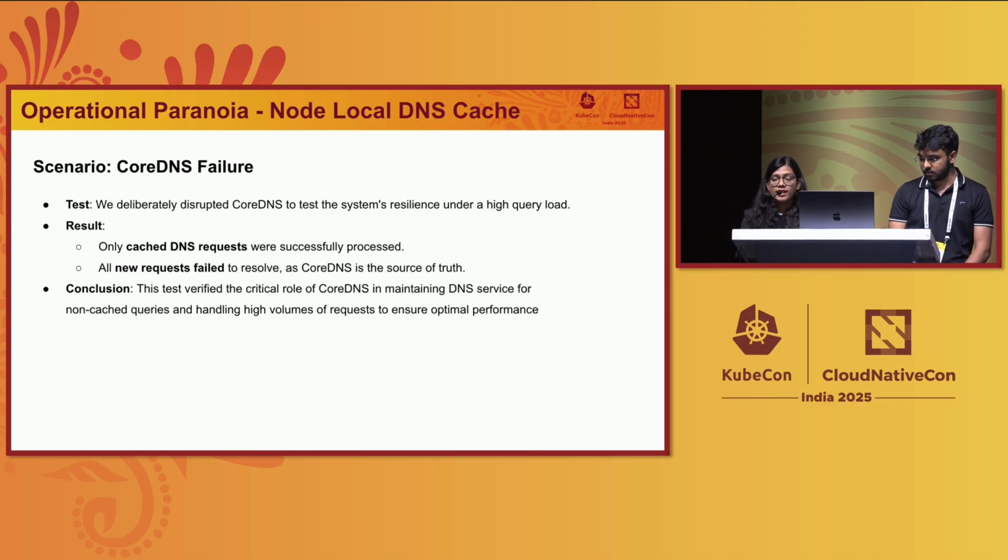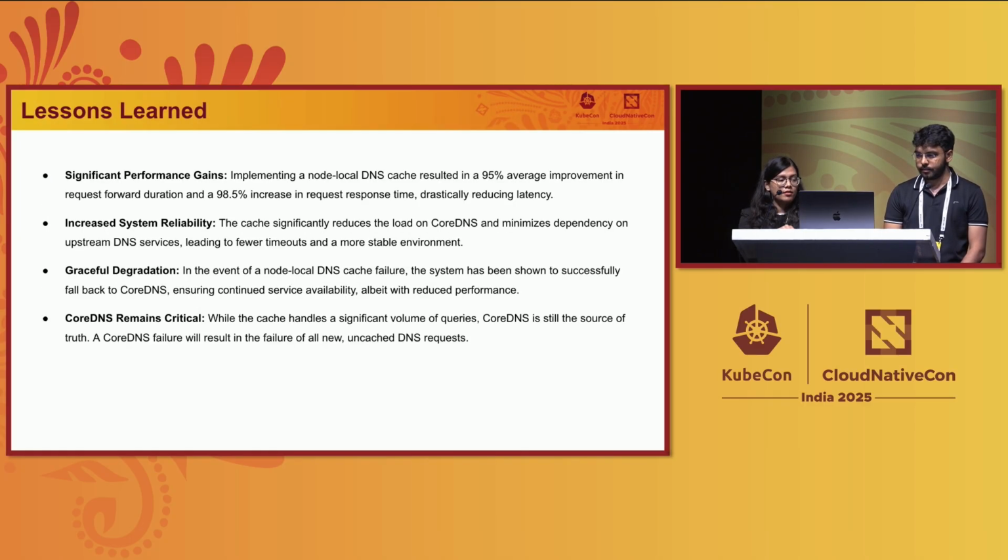Scenario 2, CoreDNS failure. In this, we deliberately broke CoreDNS, and as a result, we saw that only the cached requests were able to get processed. We also saw that all the new requests were not able to be processed because CoreDNS was not there. So as a conclusion, we found that CoreDNS remains critical and is the source of truth for the Kubernetes environment. Now let's look at the lessons learned here.